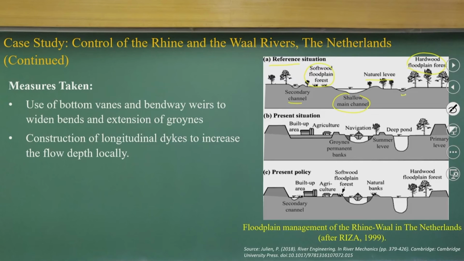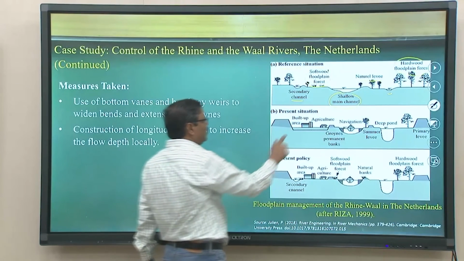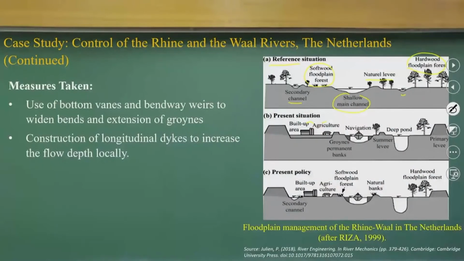Okay. If you try to understand the rivers in this way, look at what happens in present conditions with economic growth, where we have built up areas and agriculture that we need to protect. We need to put in a permanent bank with groins or spurs. We put the summer levee embankment, so the channel, which is a smaller channel, becomes a deeper channel.